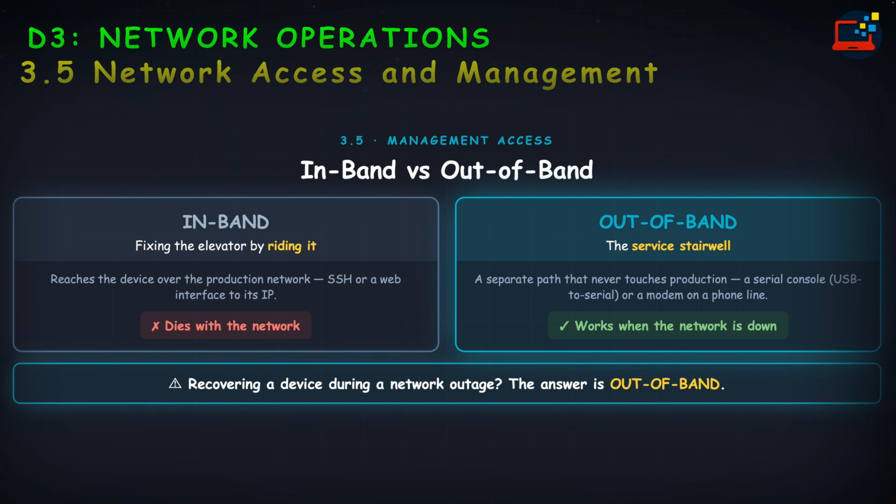That distinction is the heart of inbound versus out-of-band management. Inbound management reaches the device over the existing production network by SSH or a web interface to its IP address. It's fixing the elevator by riding it. Out-of-band management uses a separate path that does not touch the production network, a serial console or a modem on a phone line, so you can reach the device even when the network is completely down. It's the service stairwell that still works when the elevator is dead. If the exam describes recovering a device during a network outage, the answer is out of band.